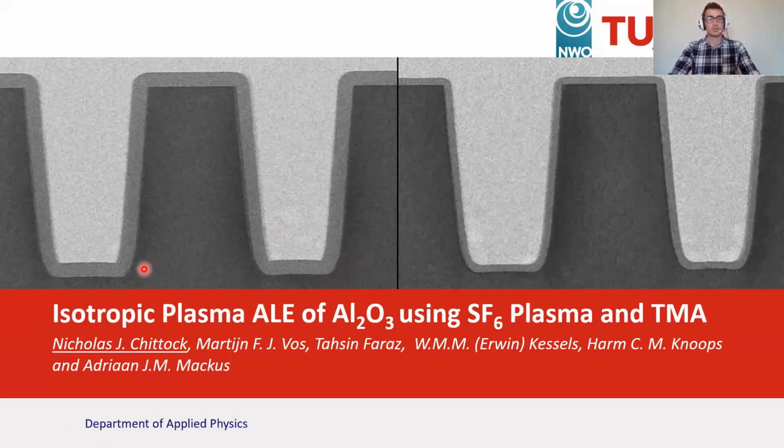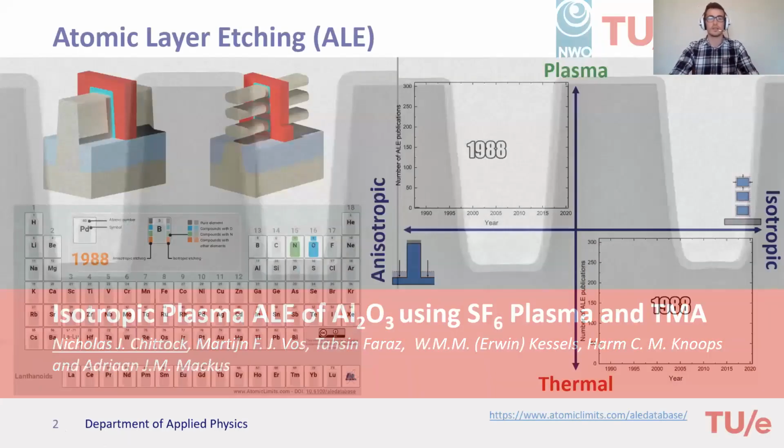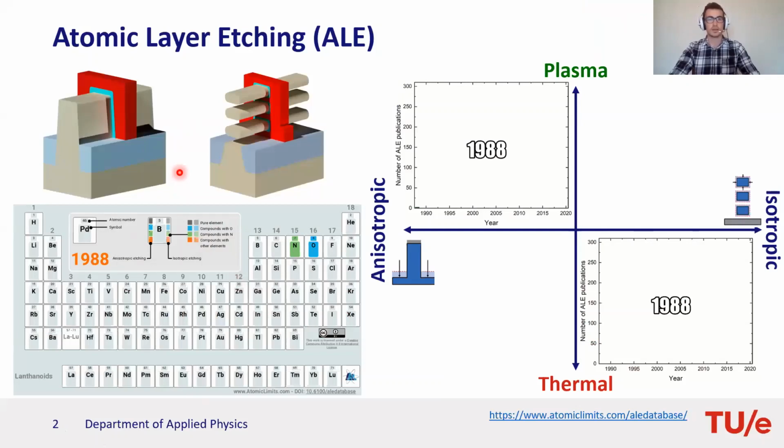So before I go on to talk about my work on isotropic plasma atomic layer etching, I'd like to first talk a little bit about ALE more generally. So atomic layer etching is defined by its cyclic nature with self-limiting half cycles. ALE stands to be incredibly useful for the production of advanced integrated circuit devices, such as thin field effect transistors and gate-all-around field effect transistors.